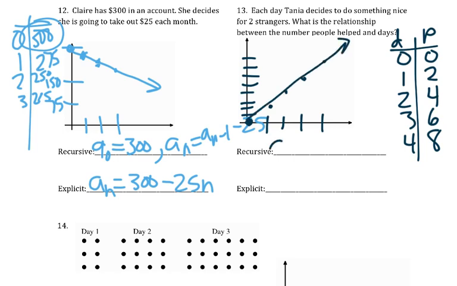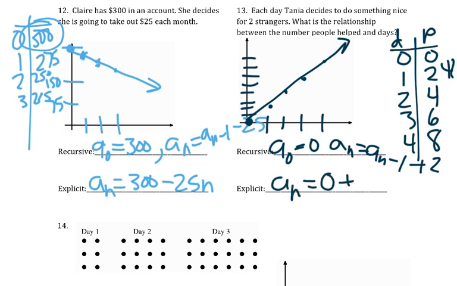So, recursive, our start number is 0, and our growth, a sub n equals a sub n minus 1, and we're adding 2 each day. So, explicit a sub n equals our start number plus our growth times n.